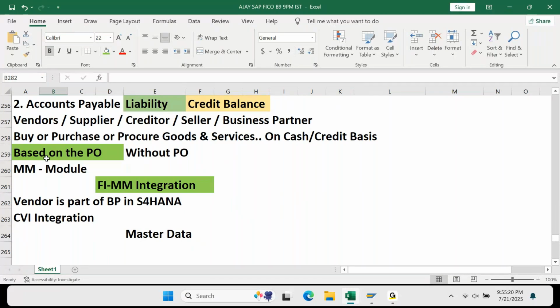Now, in case your vendor is requesting an online transfer, to do the online transfer you need vendor bank details or not? We need vendor bank detail. When you need vendor bank detail, you need to ask the vendor, please share your account number, account holder name, bank IFSC code, and so on.